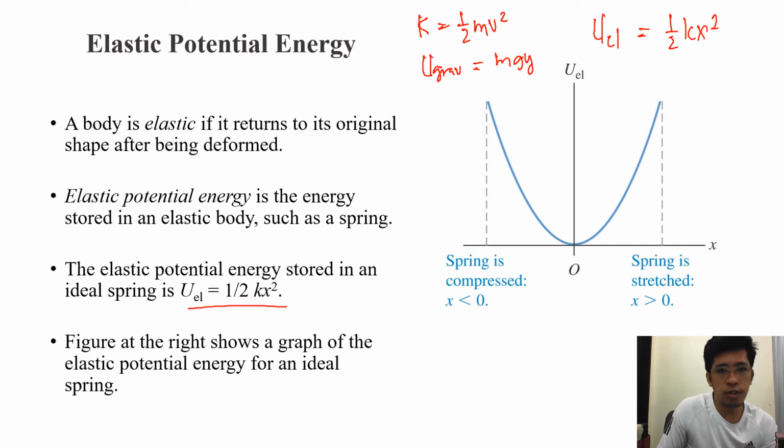The figure at the right shows a graph of the elastic potential energy for an ideal spring. Along the x-axis is your relative position with stretching and compression, and on your y-axis is the elastic potential energy. You have a parabola for the graph of your elastic potential energy. At maximum compression, at this point on the negative x-axis, you have your maximum elastic potential energy. As you let go of the compression, it returns to the equilibrium position, wherein there is no elastic potential energy stored anymore. But when you stretch the spring, the elastic potential energy increases, like this one here.